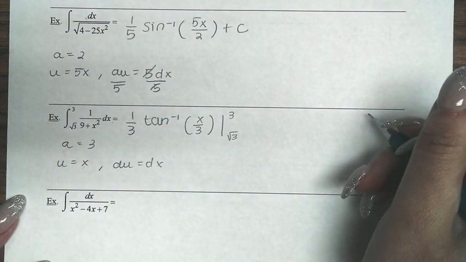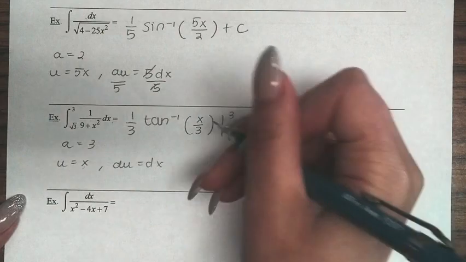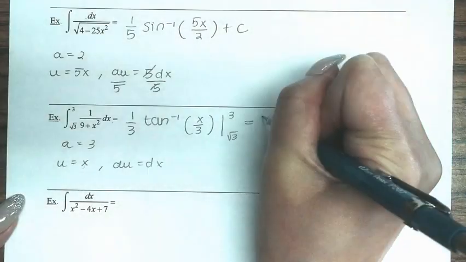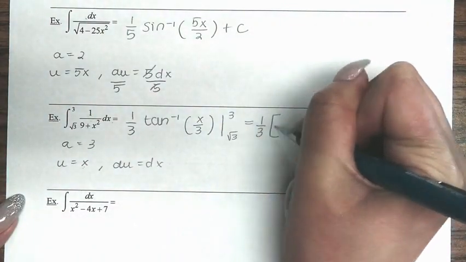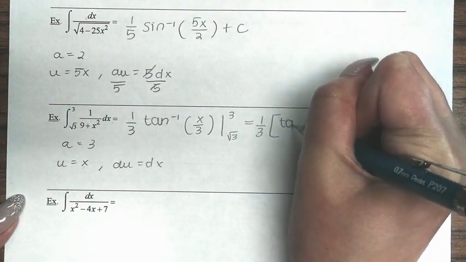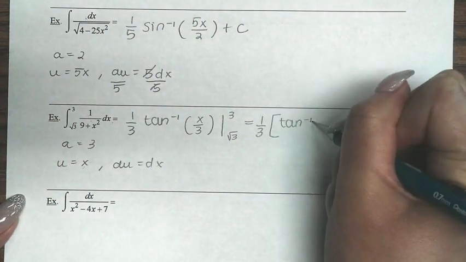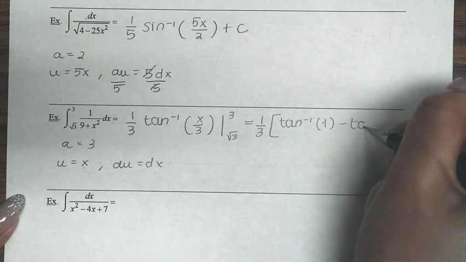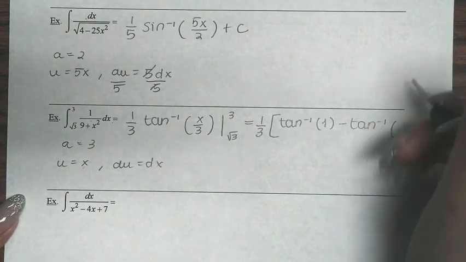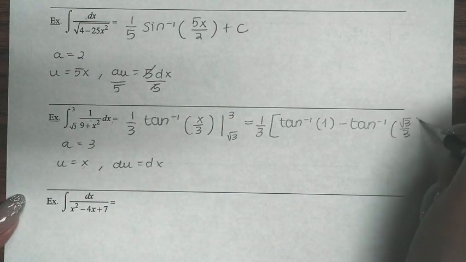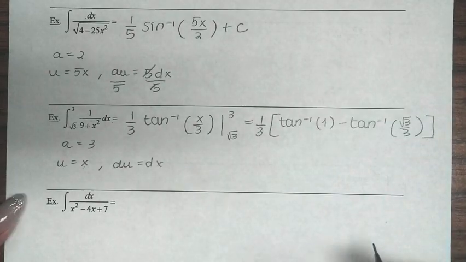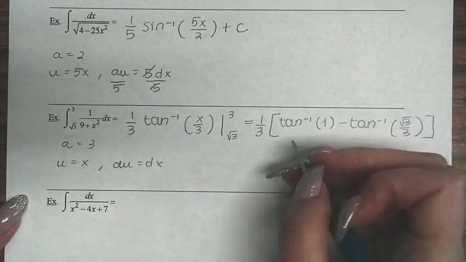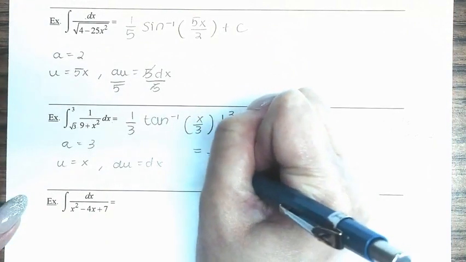Now, are we done? No, we need to plug in the values. This is going to be equal to 1 over 3, and then in parentheses, tangent inverse of 3 over 3, which is 1, minus tangent inverse of root 3 over 3. Those two are really nice numbers, because from pre-calculus, you know that that one is going to be a beautiful pi over 4.